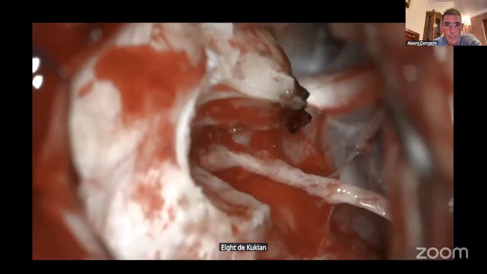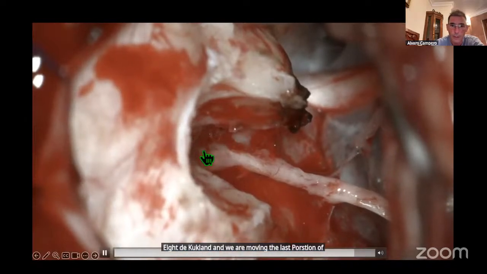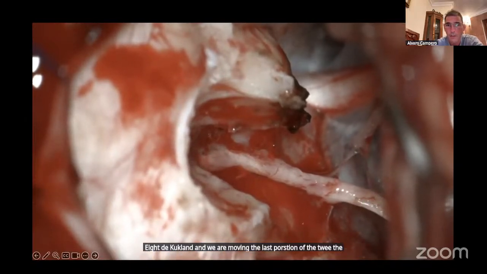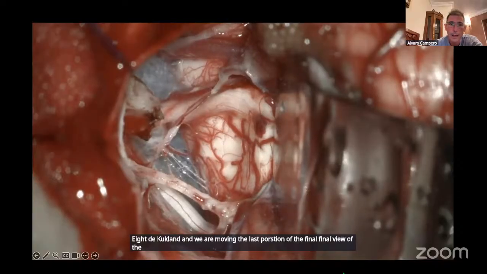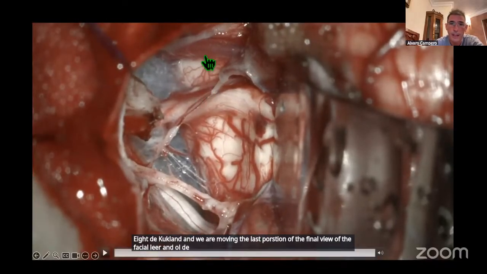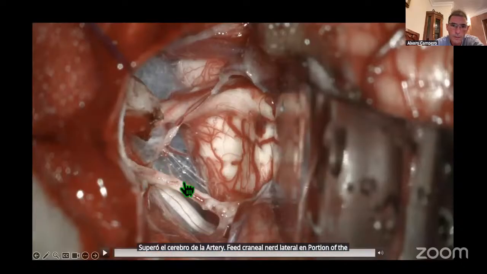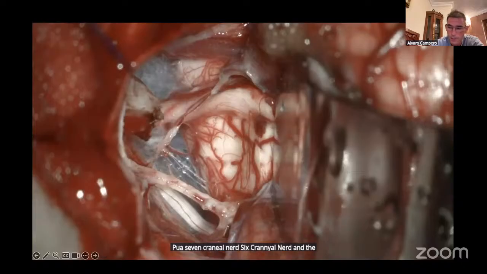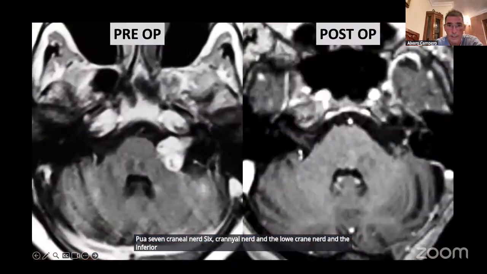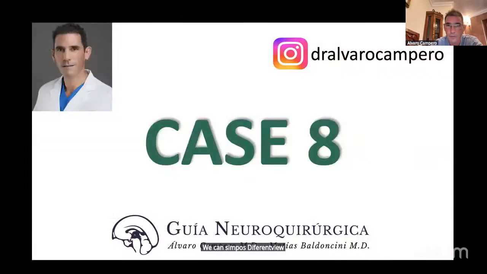We are removing the last portion of the tumor at the level of the meatus, and this is the final view of the facial nerve and all the anatomy of the CP angle. Fourth cranial nerve, superior cerebellar artery, fifth cranial nerve, lateral portion of the pons, seventh cranial nerve, sixth cranial nerve, and the lower cranial nerves at the inferior portion of the CP angle. We can see the pre and post-op MRI in the different views, and also the patient after the surgery.